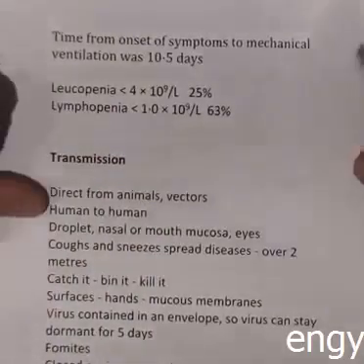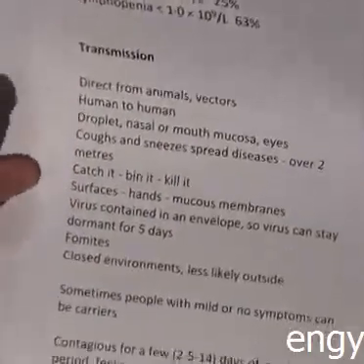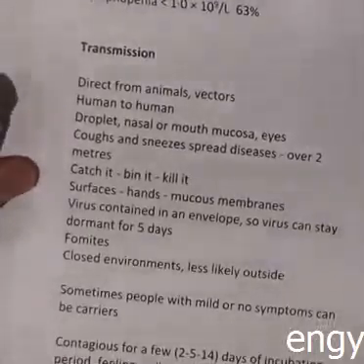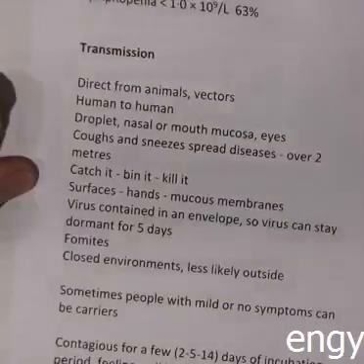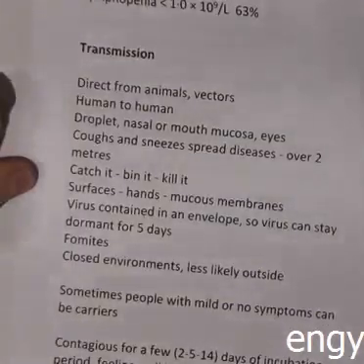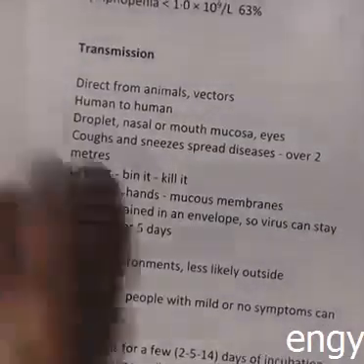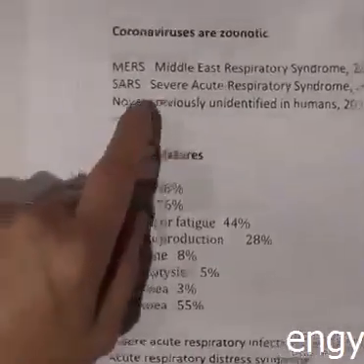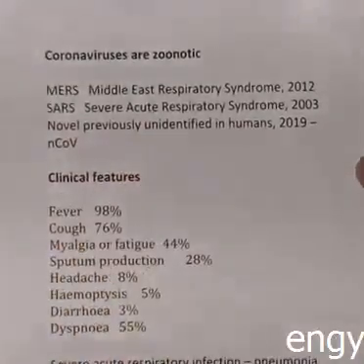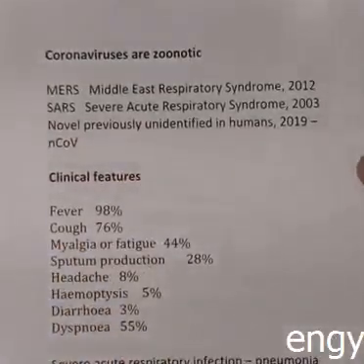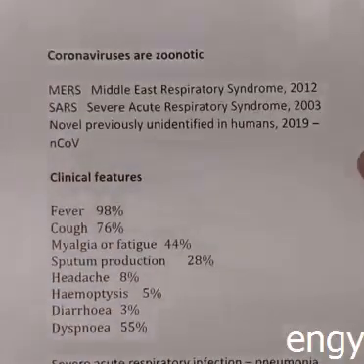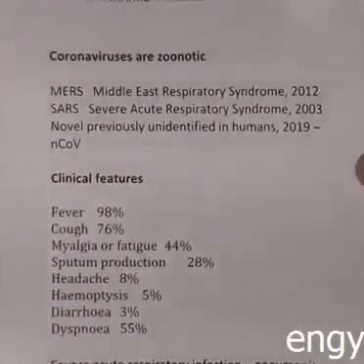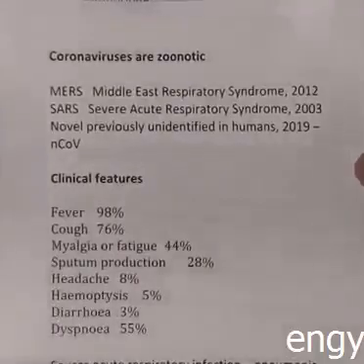Now, how is this transmitted? Well, we've said it's a zoonosis. It's direct from animals. So, for example, the Middle Eastern one came from camels. The other one, the SARS, the severe acute respiratory infection, came from a type of wild cat, I think it was. It was some sort of wild carnivore, anyway. So again, these are coming from the wild.